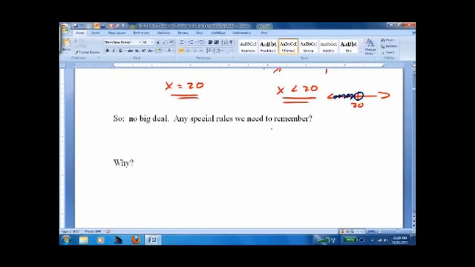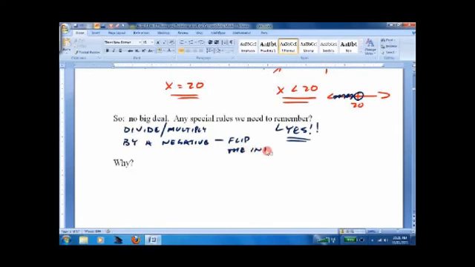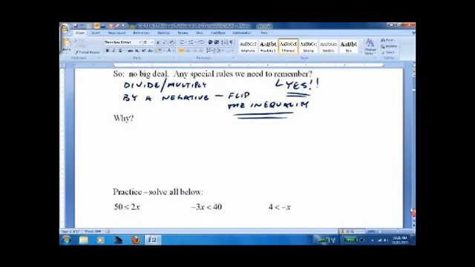Any special rules to remember? Well, in this case, yes. There's the whole divide or multiply by a negative. When that happens, you flip the sign. Flip the inequality, I should say. This takes getting used to. Pretty easy once you get the idea.